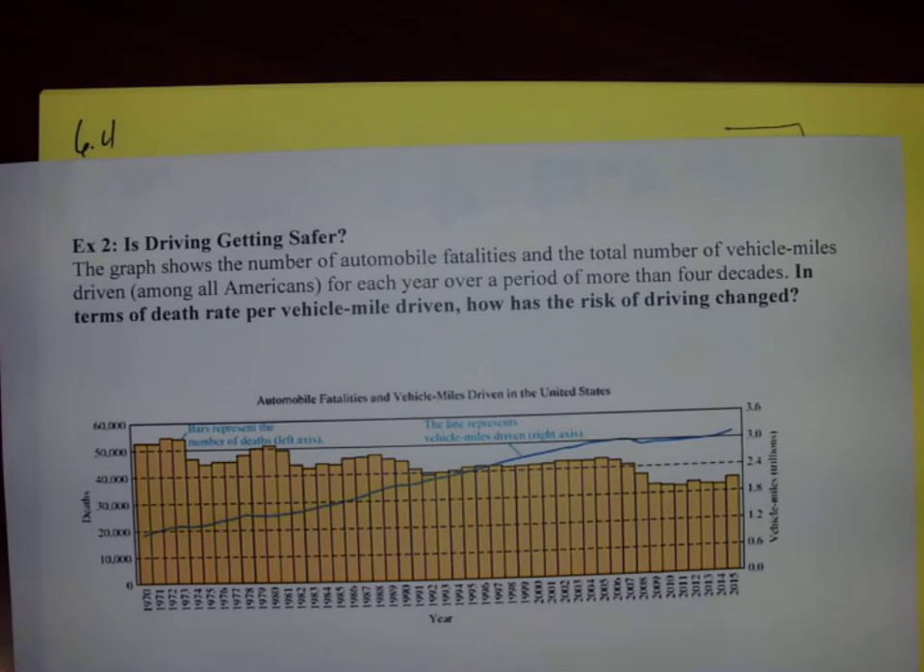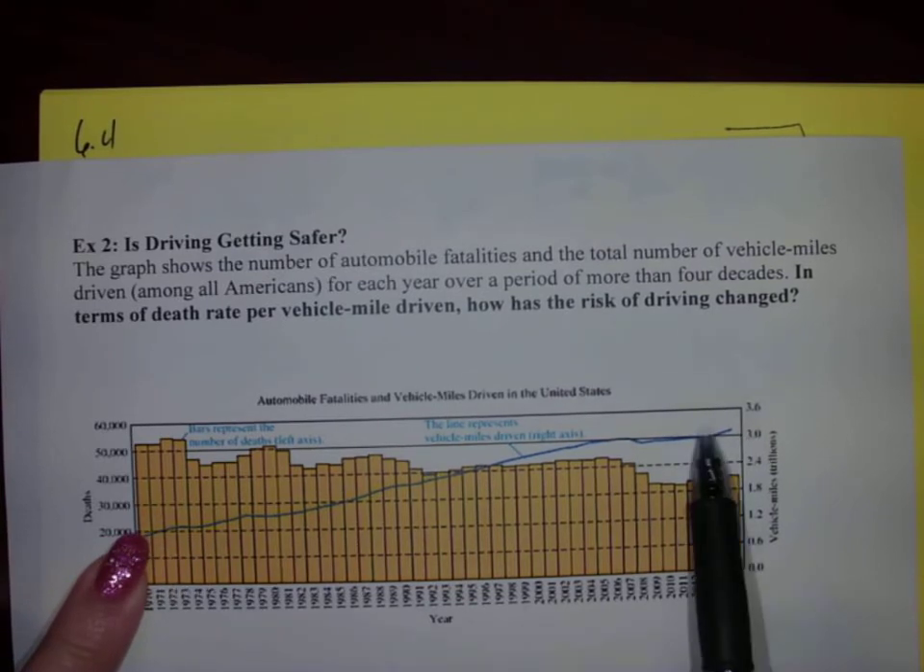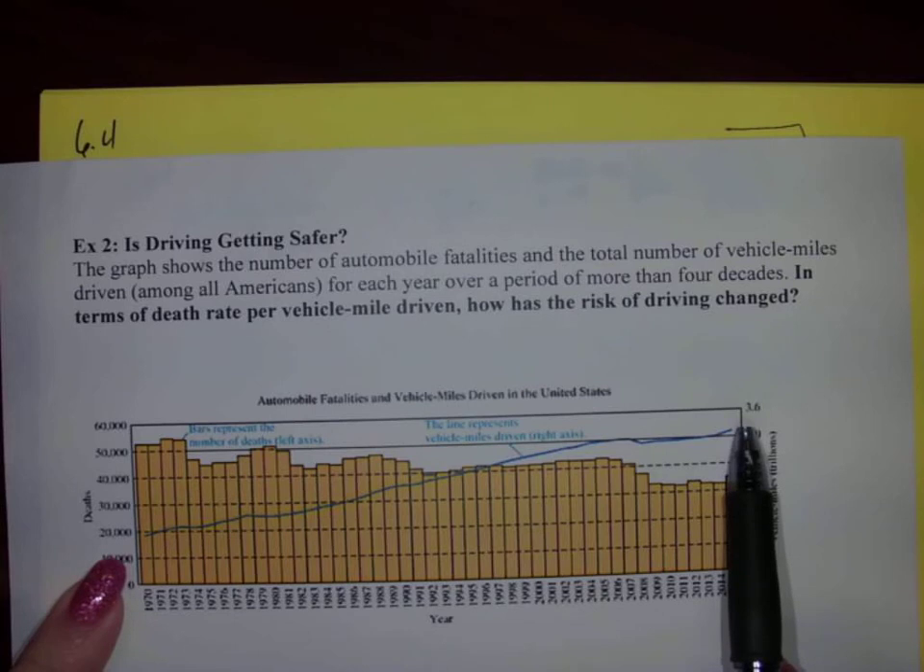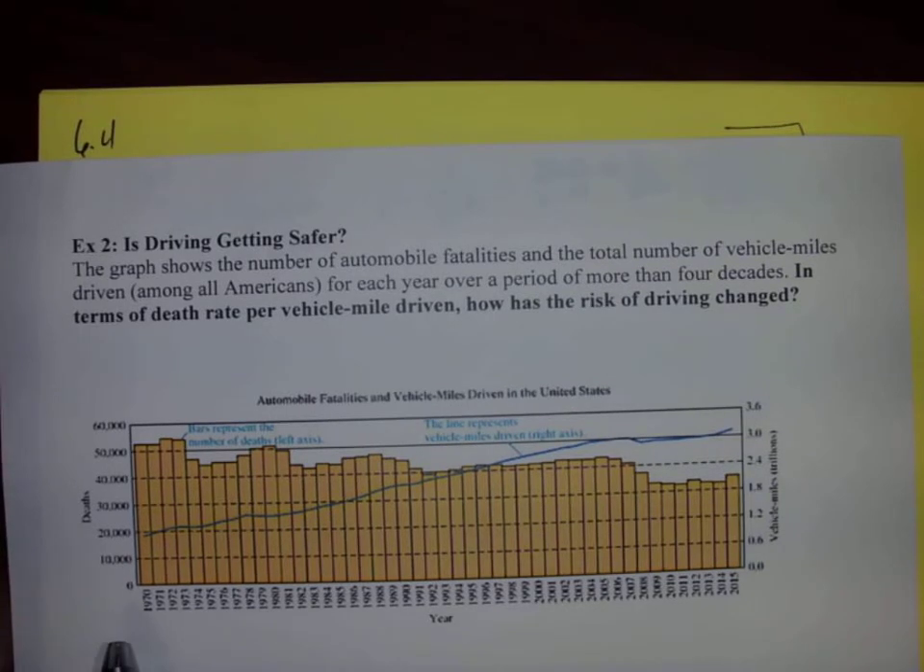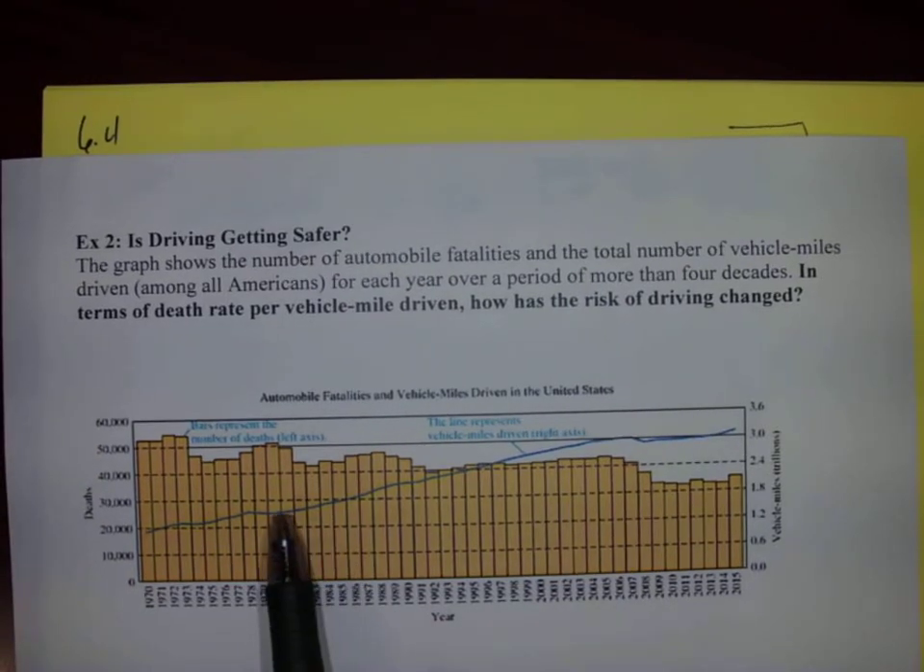So this one's weird because it has 3 sides on the graph. But we can see the miles driven go up, right? The typical miles that were being driven are going up, but the death rates went down. So let's talk about that a little bit. And why? How has the risk of driving changed?